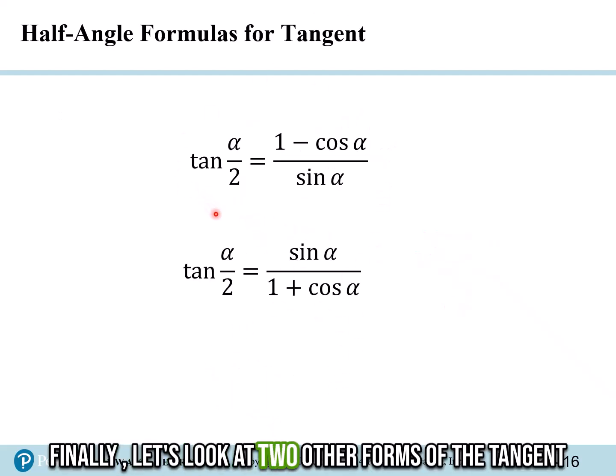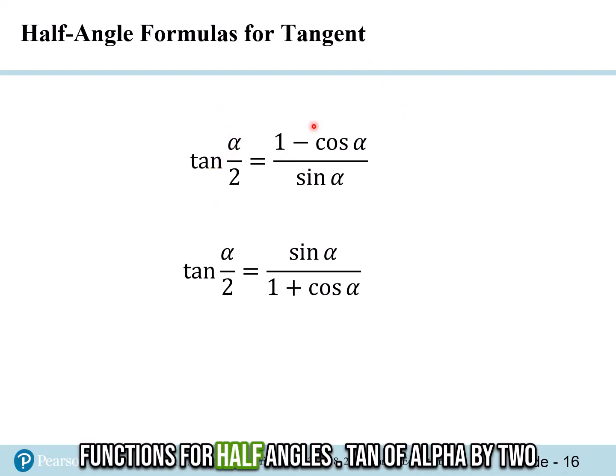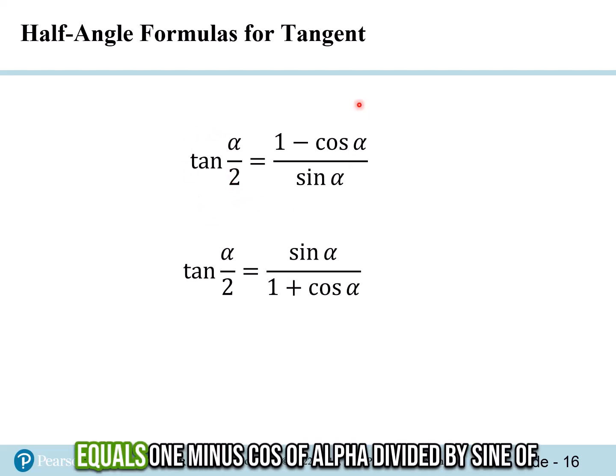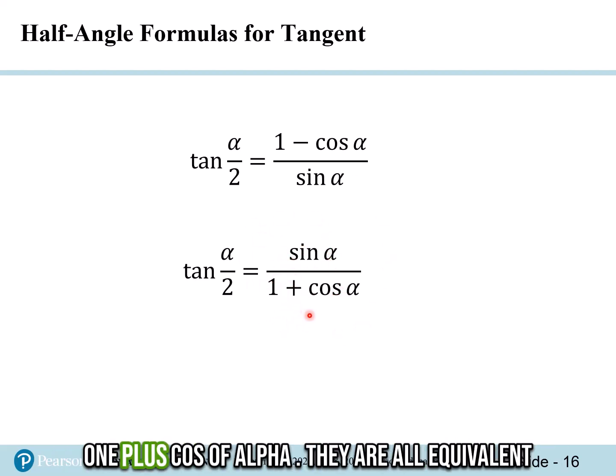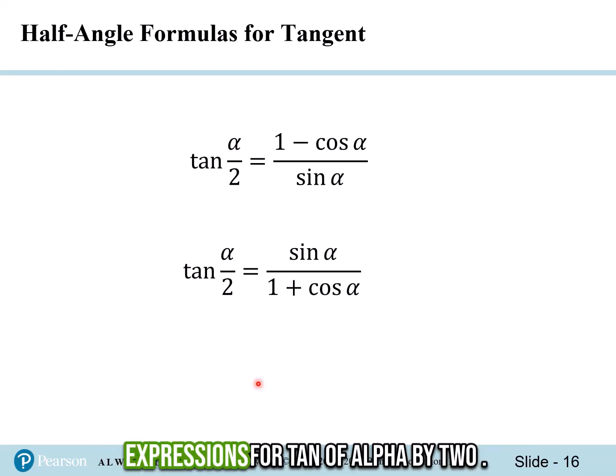Finally, let's look at two other forms of the tangent function for half angles. Tan of alpha by 2 equals 1 minus cos of alpha divided by sine of alpha, and the other form is sine of alpha divided by 1 plus cos of alpha. They are all equivalent expressions for tan of alpha by 2.